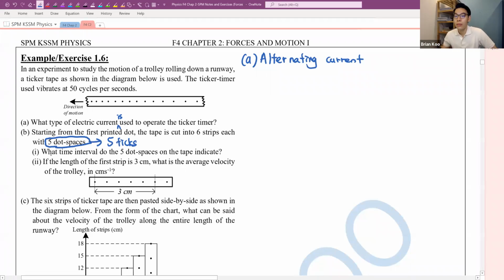Okay, what time interval do the 5 dot spaces on the tape indicate? If 5 dot spaces, we can use this one. Look at this: 1, 2, 3, 4, 5. Each of the strips will have 5 ticks. So they are just asking you, 5 dot spaces means what? Means 5 times 0.02. 1 tick is 0.02, so 5 times 5.